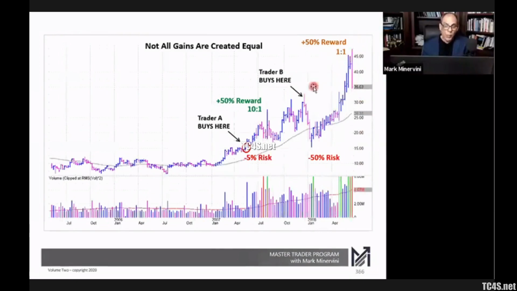But now that's only 1 to 1. He's not getting odds on his money. Again, which trader do you want to bet on? The one getting 10 to 1 on his money? And I'm going to show you why this is important.